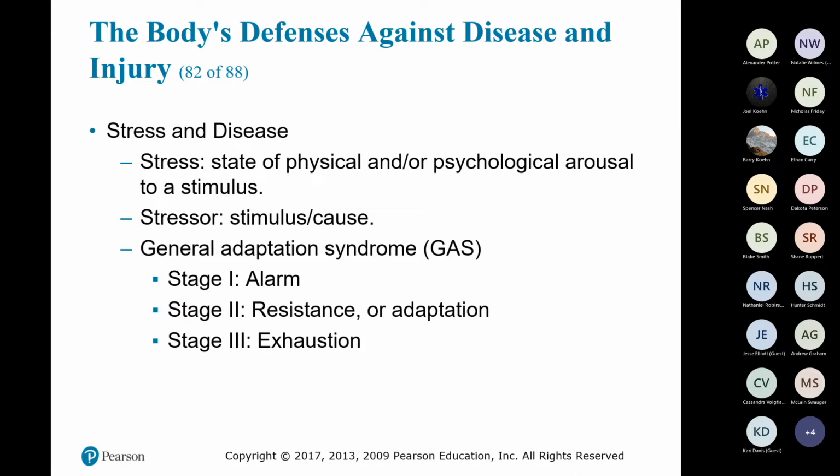If you've ever been so stressed that you just feel like you need to go to sleep, or you feel like you're going to throw up, or you feel like you have a massive headache, that's generally what is going on.